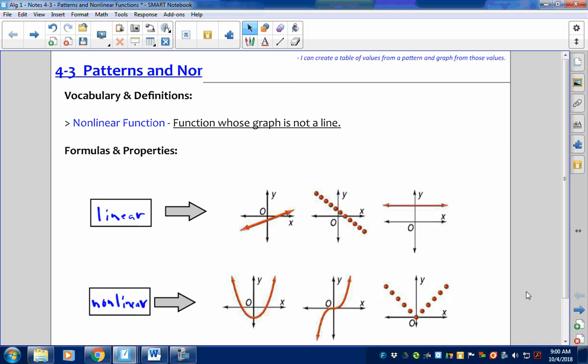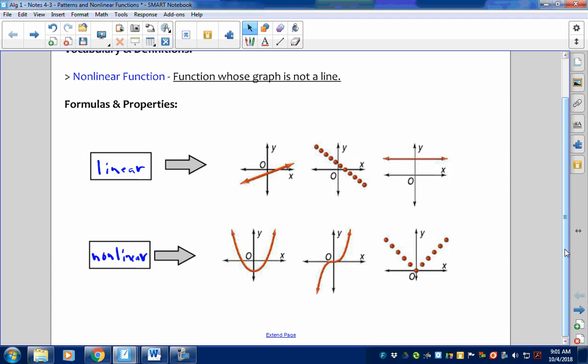So a nonlinear function is a function whose graph is not a line. These are examples right here of linear functions, and then on the bottom, nonlinear functions. So you kind of have a picture in your mind of linear versus nonlinear, hopefully. Linear makes a line, nonlinear does not.